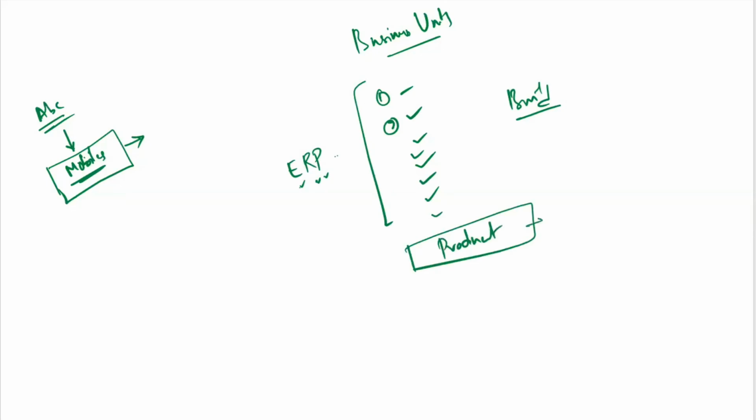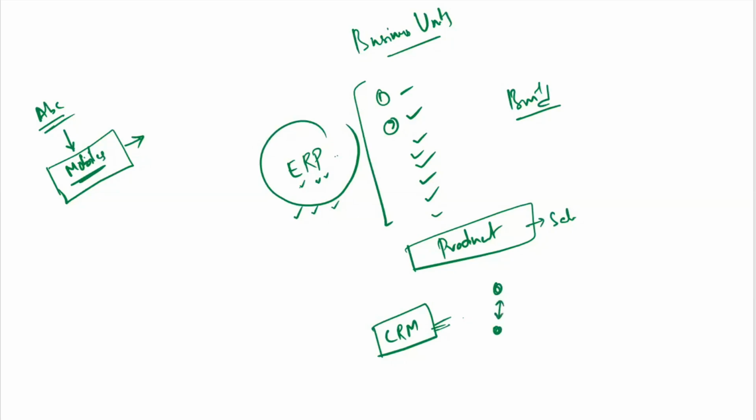Now here I have a product and I want to sell it. So how can I sell? If you want to sell this product, you have to use a CRM. ERP is just for planning, resourcing and implementation. In CRM, customer relationship management, this is the management and this is the customer, so we are establishing a connection between the customer and the management.